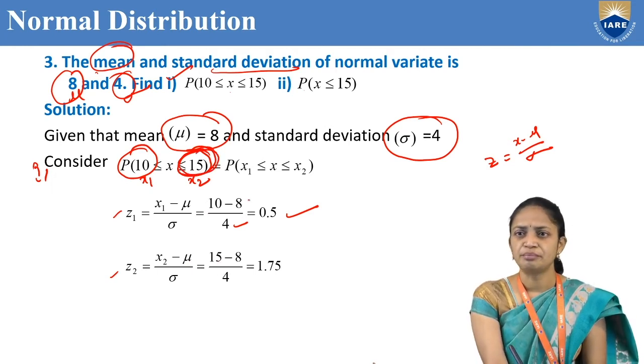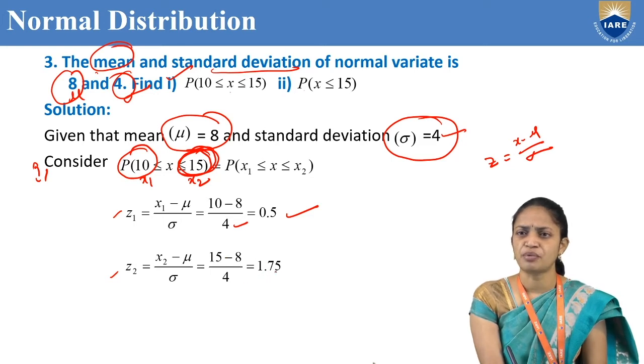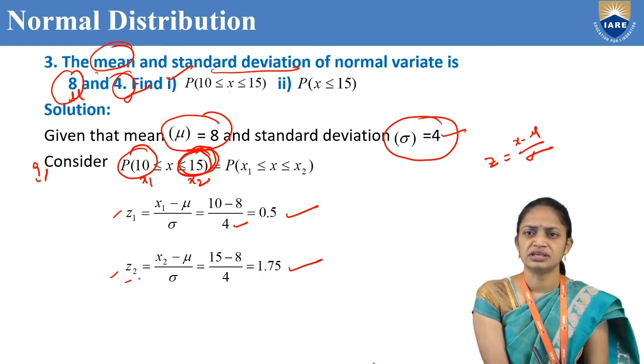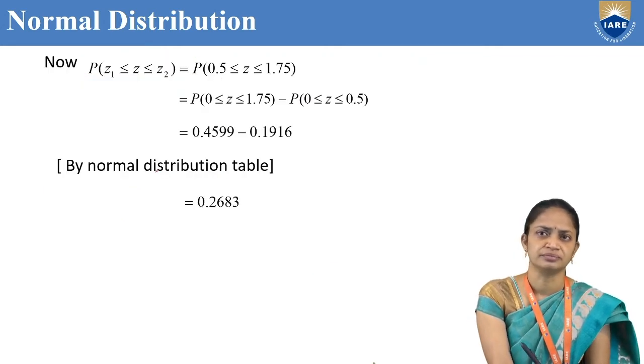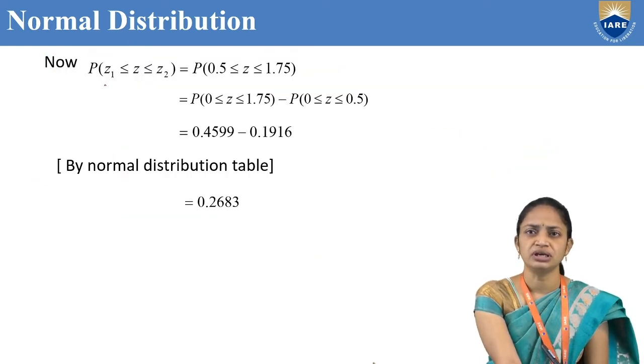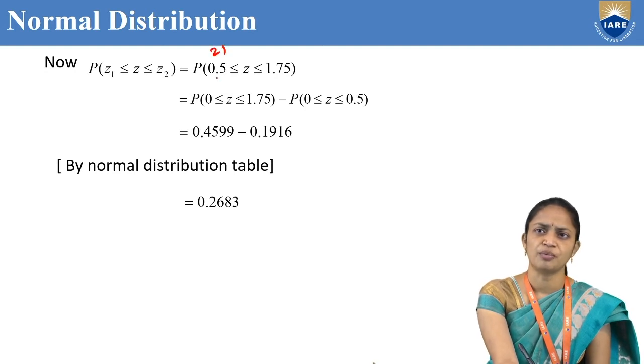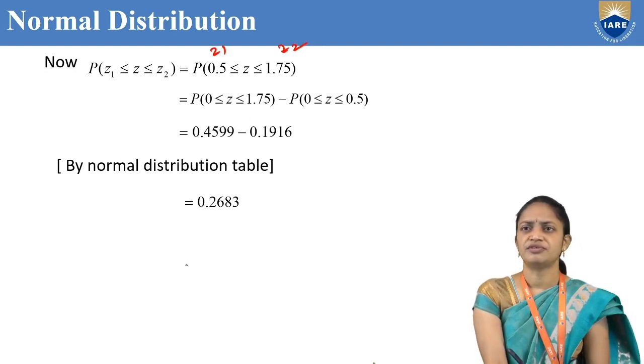So 15 minus mu value is 8, divided by sigma value is 4. Okay, so 15 minus 8 by 4, then we will get 1.75. So Z2 value is here 1.75. So both are positive values only, 0.5 and 1.75. So coming to the probability of Z1 less than or equal to Z less than or equal to Z2, here Z1 value is 0.5 and Z2 value is 1.75.